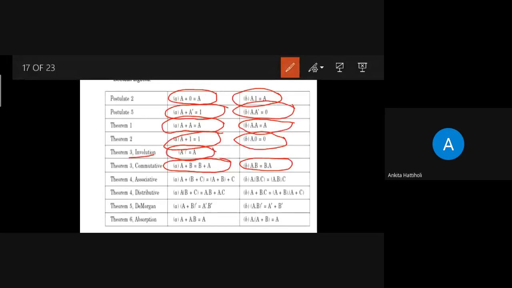Next you have the associative law, which says order of operation does not matter. Only the priority of variables matters here. So A plus B plus C can be written as (A plus B) plus C. Similar is the case with the ANDing operation.